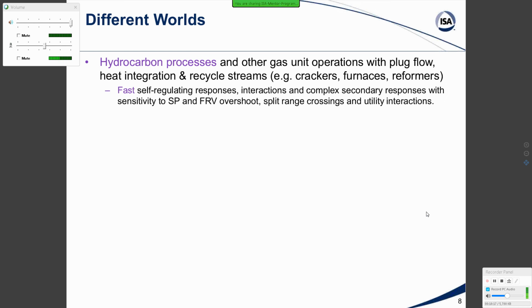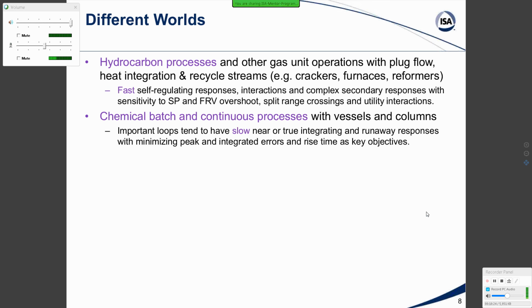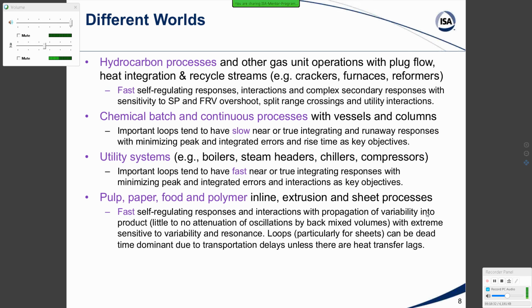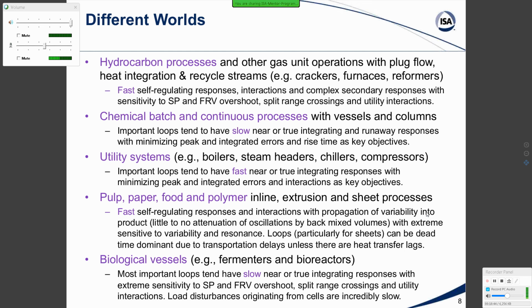We have hydrocarbon processes, and I'm not going to go into the details here, but you can see the different objectives and characteristics they have. I came from the world of chemical batch and continuous processes, although I also worked on utility systems and on polymer and sheet lines, so I have an understanding of extruders and some of the requirements there. And I also worked on biological vessels, fermenters, and bioreactors. Not mentioned here is mineral processing, as Michelle Ruel said, and there are some Control Talk columns on that that you can read to get an idea.